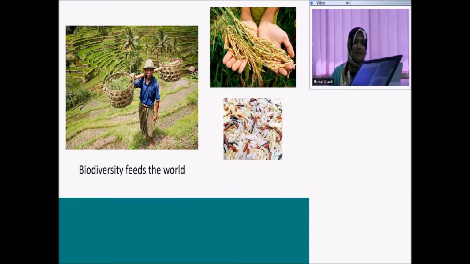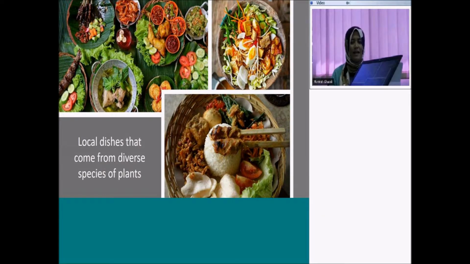Biodiversity also feeds the world. All of the crops that we have for our food come from different types of plants. For example, in Malaysia and a lot of Asian countries, we depend a lot on rice. So that is one very, very important crop which comes from our source of biodiversity. Local dishes: every day you have your lunch, your meals, your dinner and so on. Have you ever thought about the diversity that you are feeding yourself with? These are some of the local dishes. You can see how colorful they are. They come from diverse species of plants and also some animals, but mainly plants, that you can see on the screen.